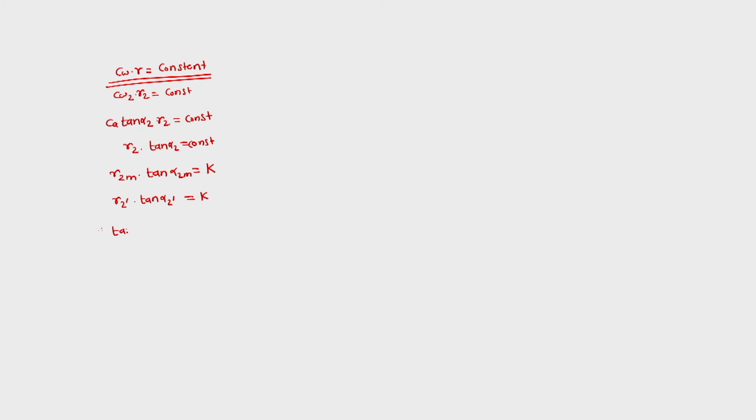So we can find out tan alpha 2 dash is equal to R2m divided by R2 dash into tan of alpha 2m. So we can find out what tan alpha 2 is at some other height when we know the radius of that height, and if we know tan alpha 2m at the mid blade height. So this is how we can utilize the concept of free vortex theory to translate the velocity triangle from one stage to the other stage.